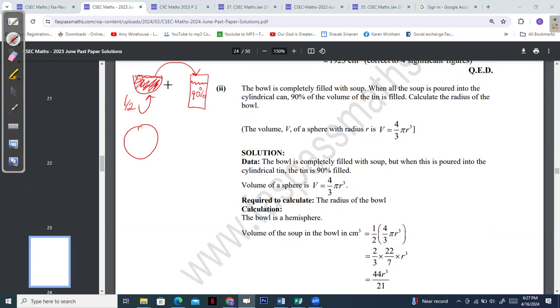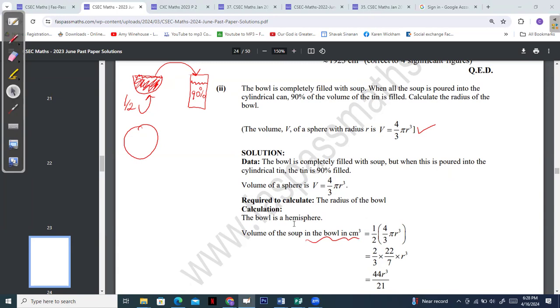Let's make sure everybody understands that. If you got that, you got it. So step one, find out how much soup is in the bowl. To find that out, you have to find out what shape the bowl is. The bowl is half of a sphere. So you have to find the volume of half of a sphere. This is the volume of the sphere, so all you have to do is find half of it, right? Volume of the soup bowl is half of this.